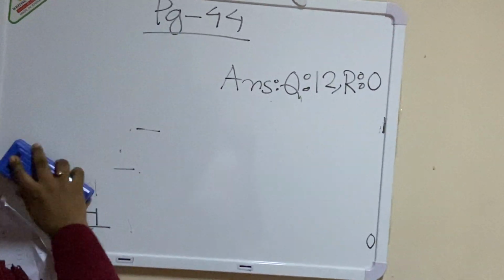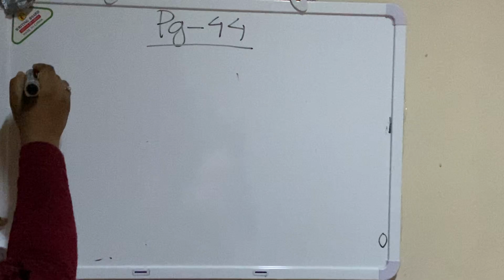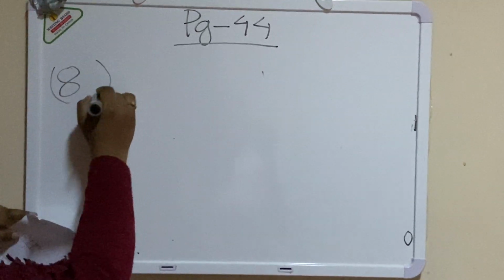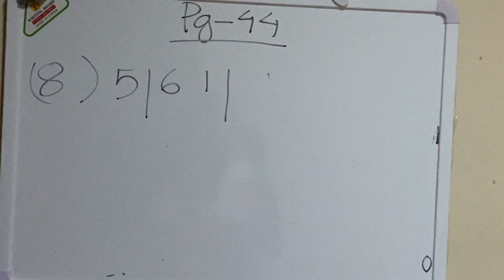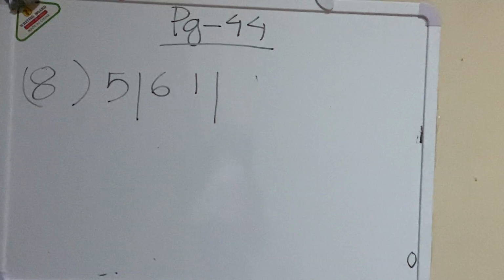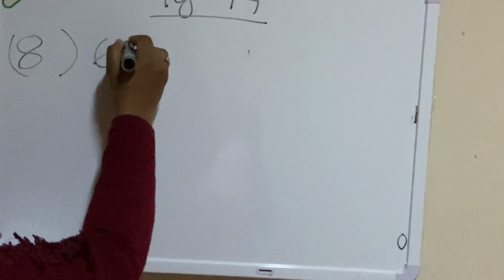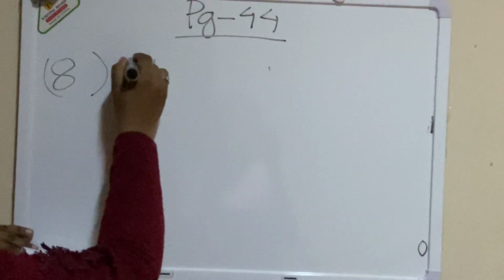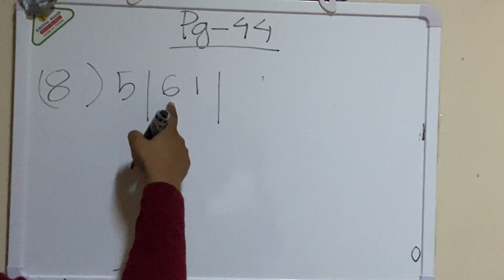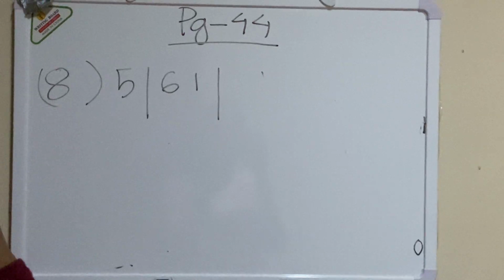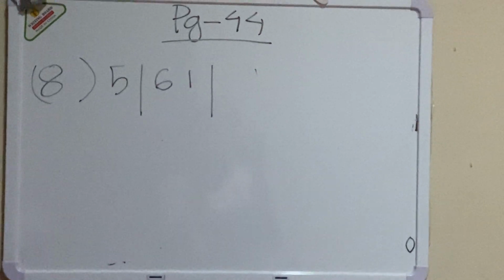Now go to the number 8. Sorry, I forgot to write the main math. 61. Here 5 is the divisor, 61 is the dividend. 6 is the left side number. I compare with the divisor, that is 6 is bigger than divisor 5.